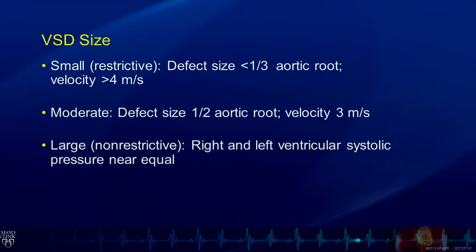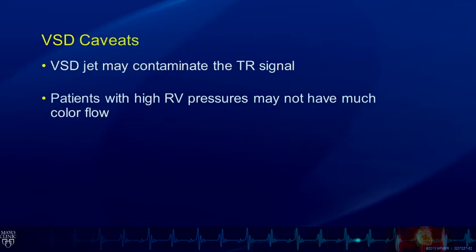Moderate defects are about half the size of the aortic root, and the velocity is lower, around 3 meters per second. Large ventricular septal defects allow no restriction of pressure between the left and the right ventricle. So these are called non-restrictive defects. And so the right ventricular pressure is often equal to the left ventricular pressure, and there is essentially no shunt or a very low velocity shunt.